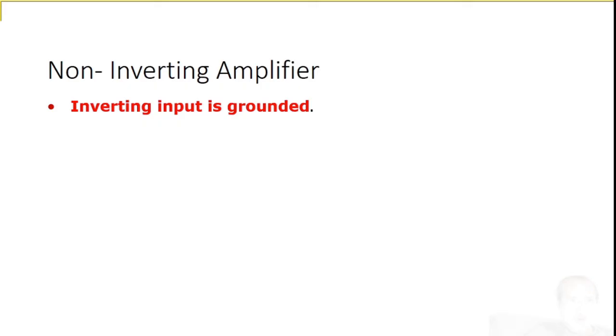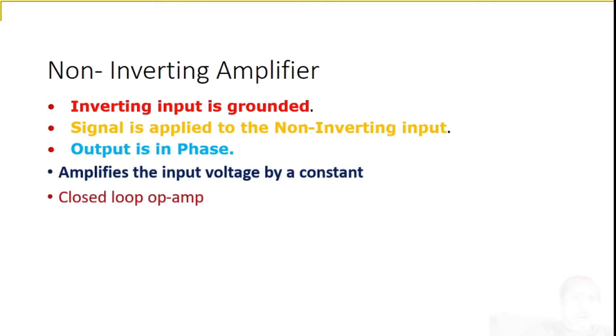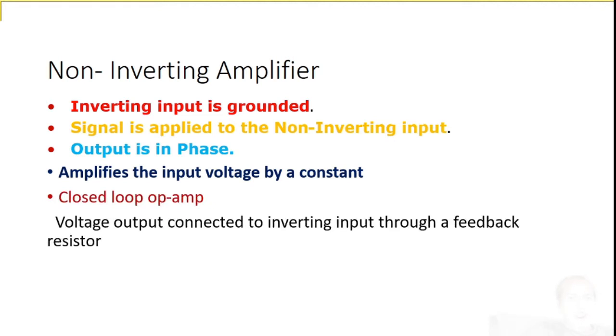Non-inverting amplifier. Inverting input is grounded. Signal is applied to the non-inverting input. Output is in phase. Amplifies the input voltage by a constant. Closed loop op-amp. Voltage output connected to inverting input through a feedback resistor.